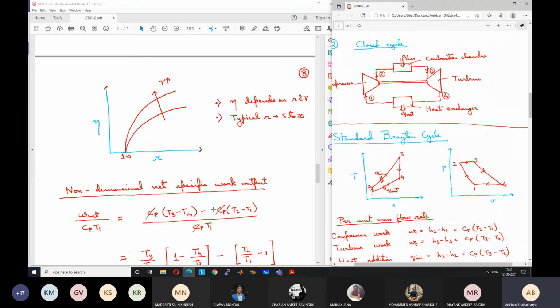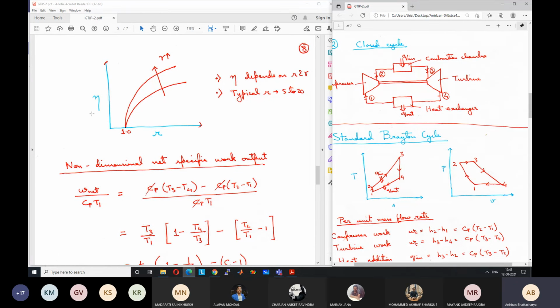For studying specific work output, we will define a parameter which is known as non-dimensional specific work output. We could have studied net specific work output directly, but by non-dimensionalizing it, we can plot the graphs and analyze the work output in a better way in terms of parameters like pressure ratio, temperature ratio. I will show what is temperature ratio later on, and gamma values. So it is easier to relate to them once we non-dimensionalize it.